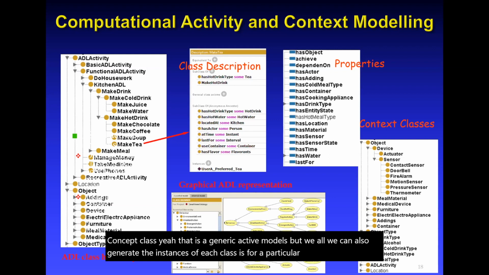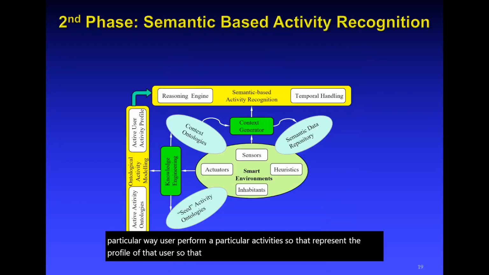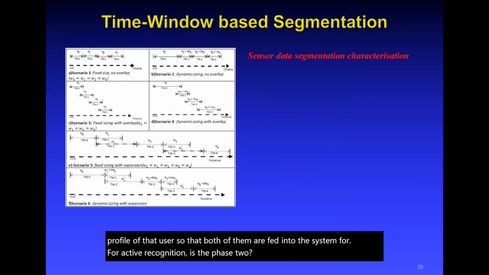And that is a particular way a user performs a particular activity. So that represents the profile of that user. Both of them are fed into the system for activity recognition. It's phase 2. So when we come to phase 2, we perform activity recognition.